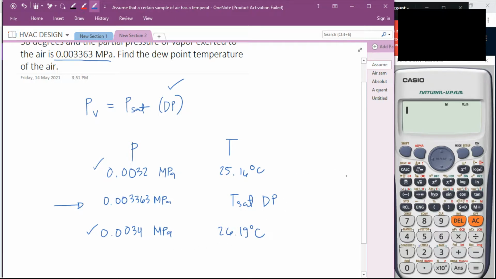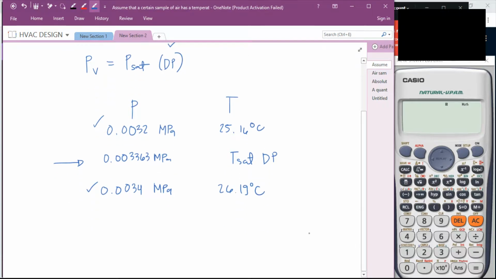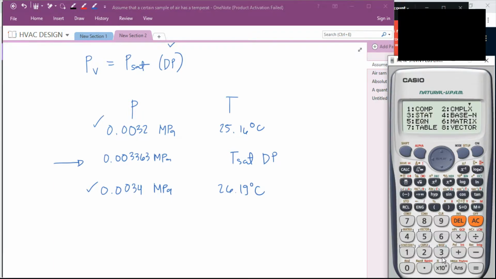All we have to do, magmumulo pa ba tayo? No. Hindi na kailangan magmulo. Kasi ituturo ko na sa inyo that in order to interpolate the values, linear lang naman ang mga values niyan. So, you have to use your calculator. Simply press mode 3 and 2. And then input the values that are present there. 0.0032. Yung nasa baba, 0.0034. And then the corresponding for X, that is P. For Y, that is T. 25.16. And then the other is 26.19.